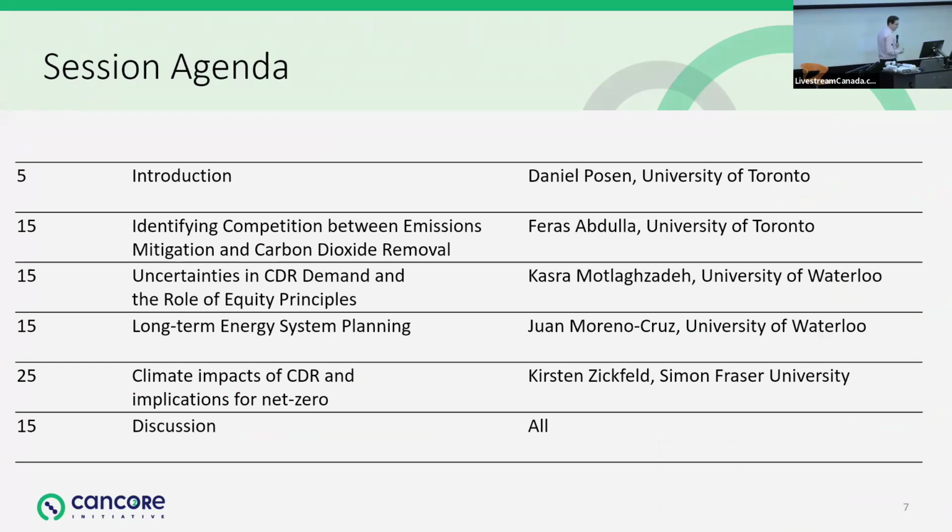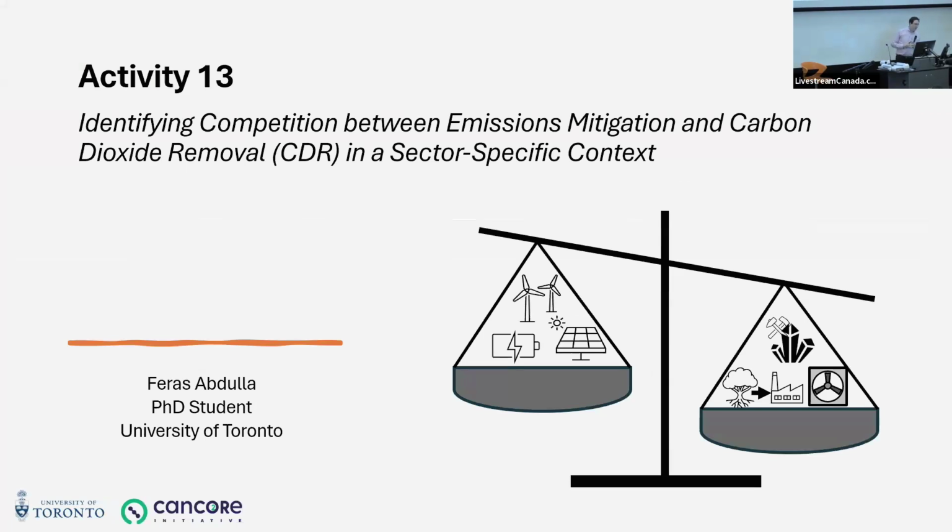We're going to see a little bit from Kazra on the role of uncertainty in determining the CDR projections, long-term energy planning from Juan Moreno-Cruz, and then finally, we've got a good chunk of time towards the end on the climate impact side of things with Kirsten Sigfeld to talk to us a little bit more about how we actually model these things and the carbon cycles and the actual Earth system dynamics. And then I've left some time at the end for discussion. Like I said, my role is to get out of the way though, and so with that, I would like to introduce Ferris Abdullah, who's a PhD student at the University of Toronto.